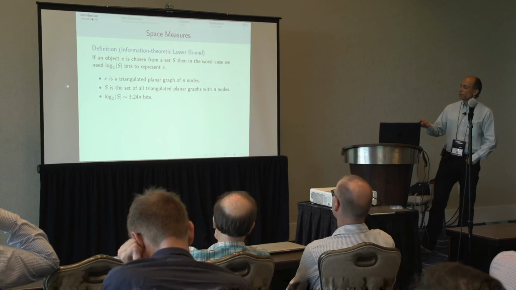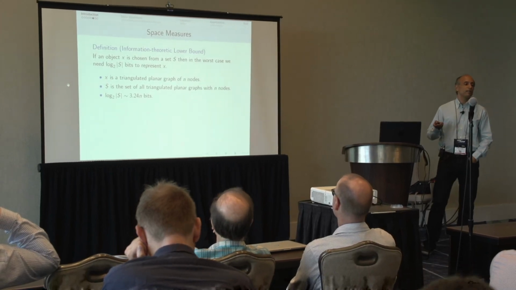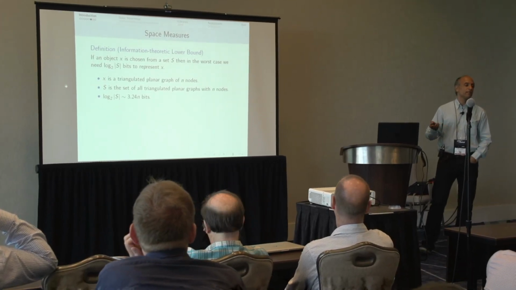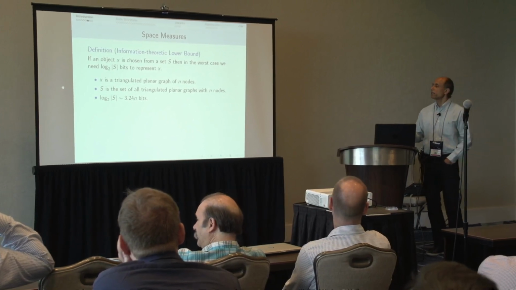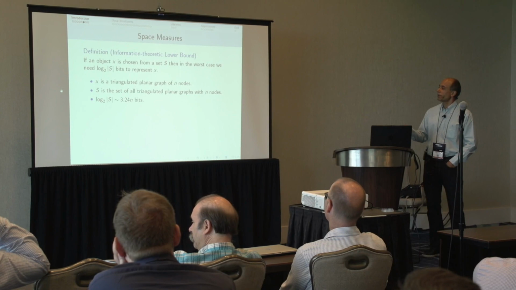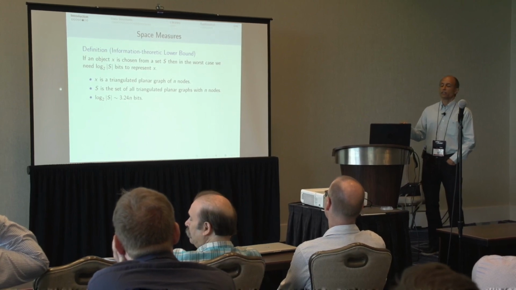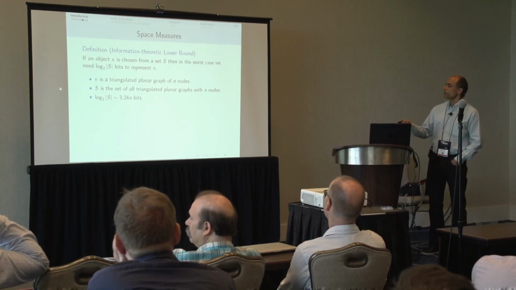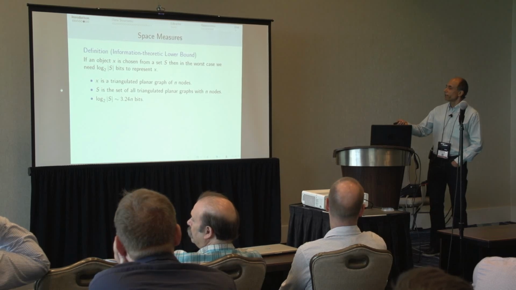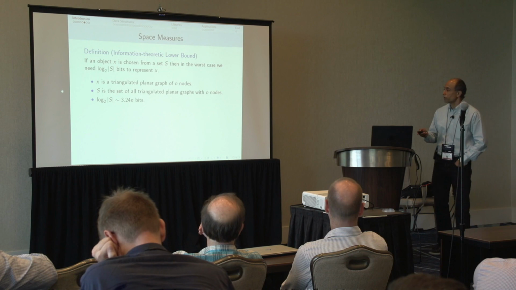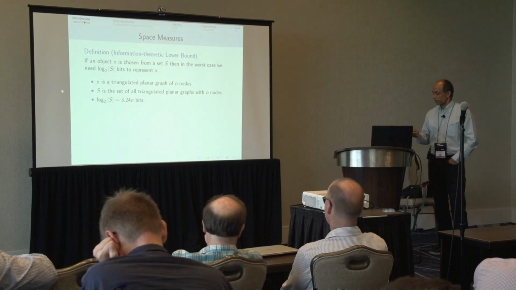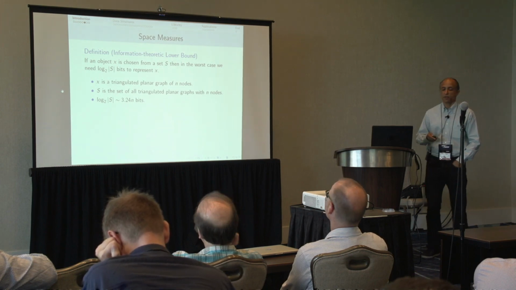And here's some other stuff. Graphs are usually incompressible, but certain classes of graphs behave more nicely. For example, if you've got triangulated planar graphs, then rather than just storing the graph in its raw format, you take the information theoretic lower bound, and it's basically just over 3 bits per node for representing a graph. So that's the information theoretic lower bound.